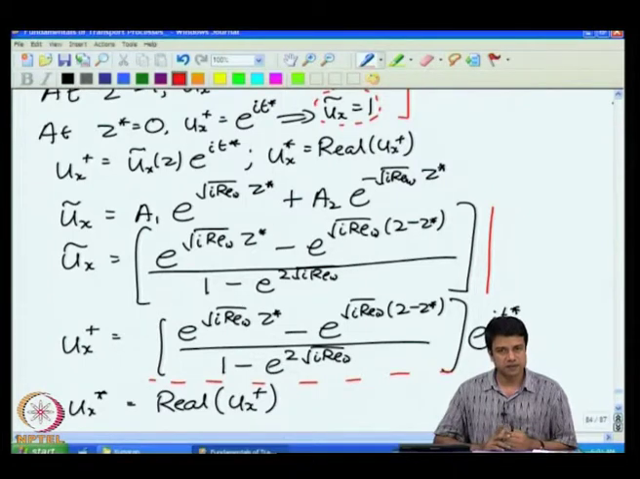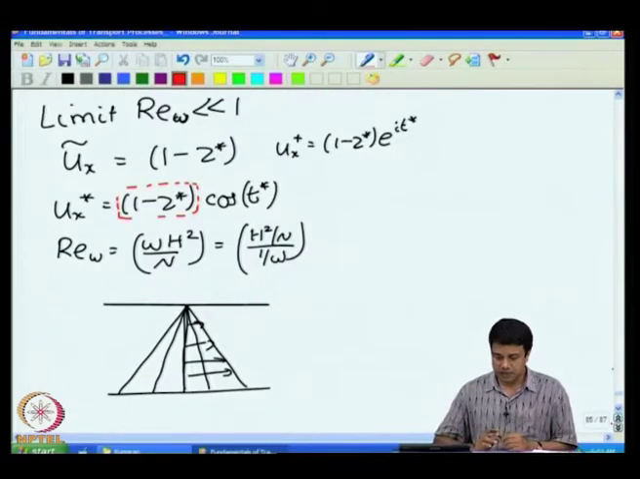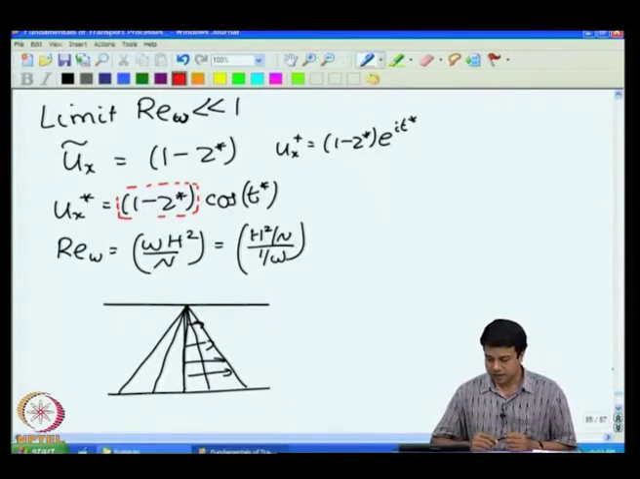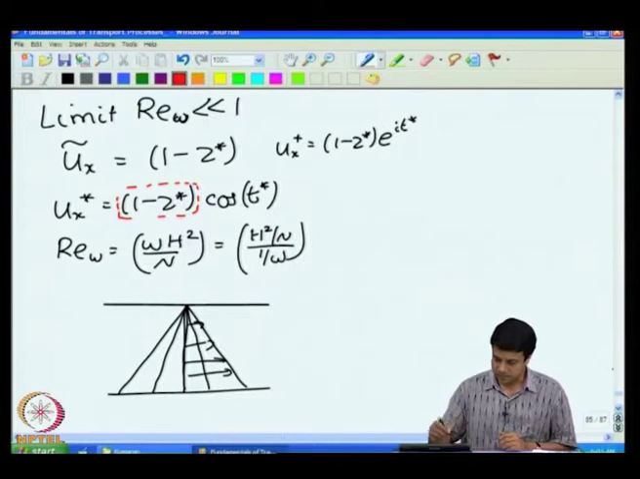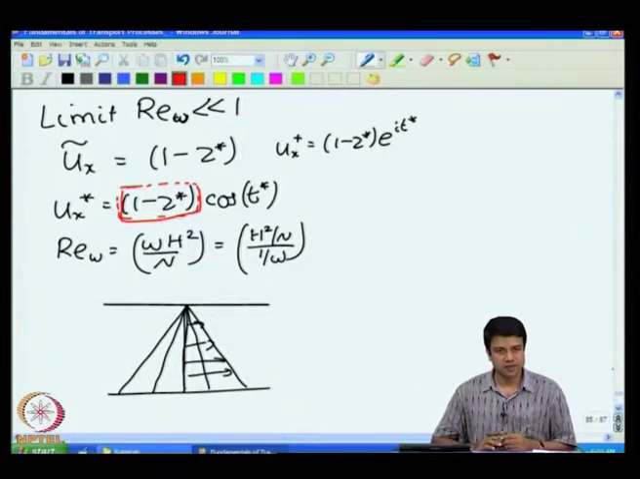However, you can get some additional physical insight into this by just looking at the limits. One is the limit where r e omega is small compared to 1, and the other is the limit where r e omega is large compared to 1, because that is the only parameter in the problem. And we looked at the physical meaning of r e omega small compared to 1. In that case, you just get the steady solution, 1 minus z times cos t. If the steady velocity were u x is equal to 1 on the bottom surface, the steady solution would have been 1 minus z. However, the solution is varying in time, and so I am just getting 1 minus z times cos t.